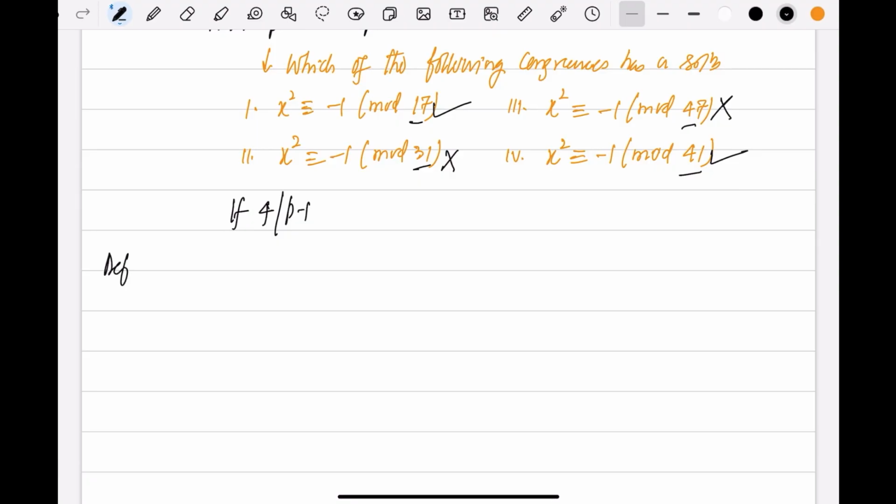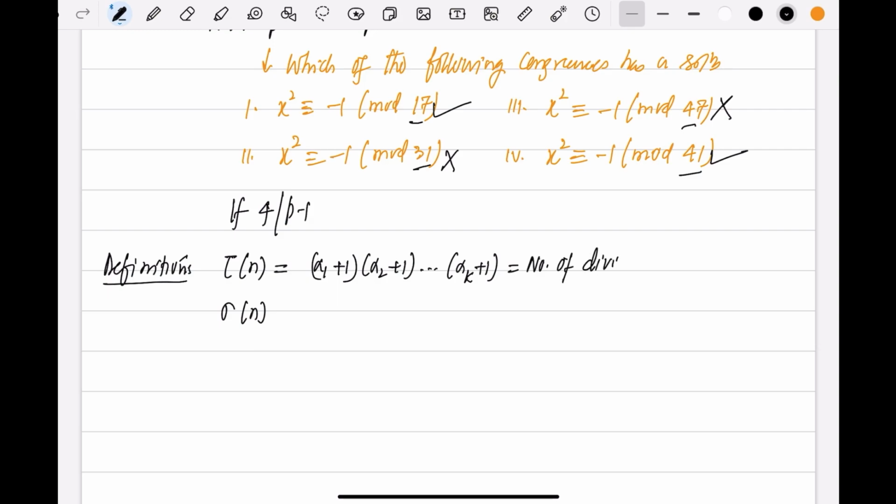Now let's have some more definitions, or we can say the notations. The earlier notation that we have defined is phi(n). Now we define the notation tau(n) and the notation sigma(n). Now this tau(n) is defined in this way. This is equal to (alpha_1 + 1)(alpha_2 + 1) and so on, (alpha_k + 1). This is actually the number of divisors of n equal to p_1^alpha_1, p_2^alpha_2, and so on, p_k^alpha_k.